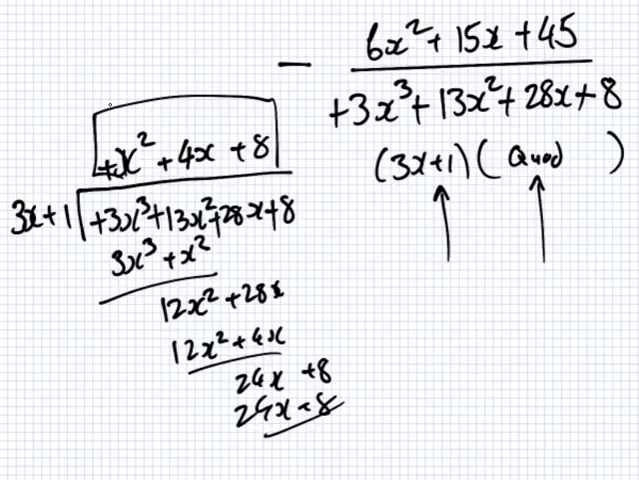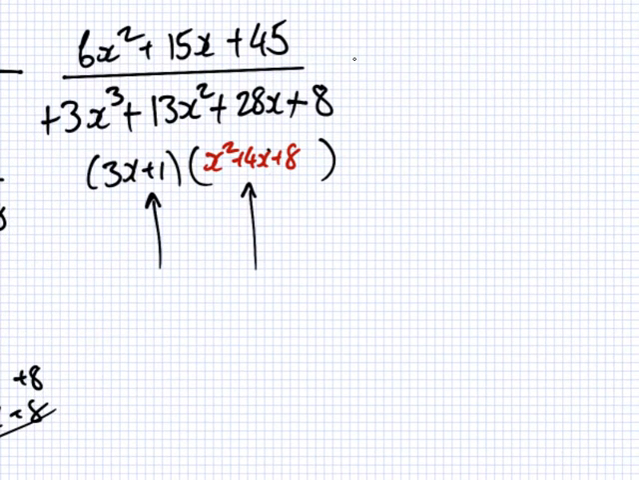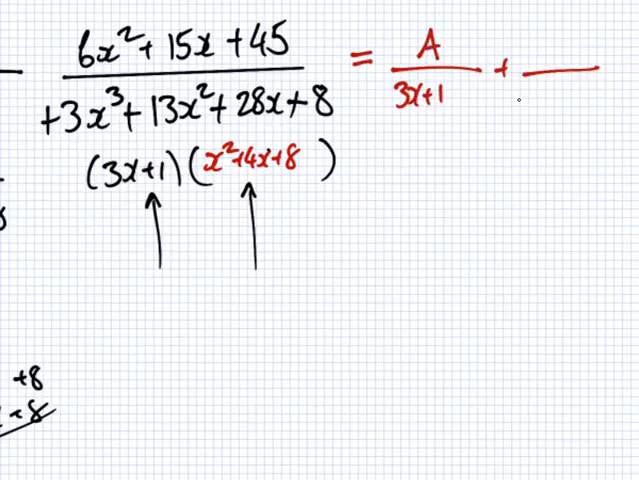And you can check it doesn't have roots because the discriminant will be 16 minus 32. So it doesn't have roots. So it means that your cubic is 3x plus 1 times x squared plus 4x plus 8. So this is a bit different. The first one would be A over 3x plus 1. And now, what would the next one be? On the top. I can't make one of them 0. Why not?